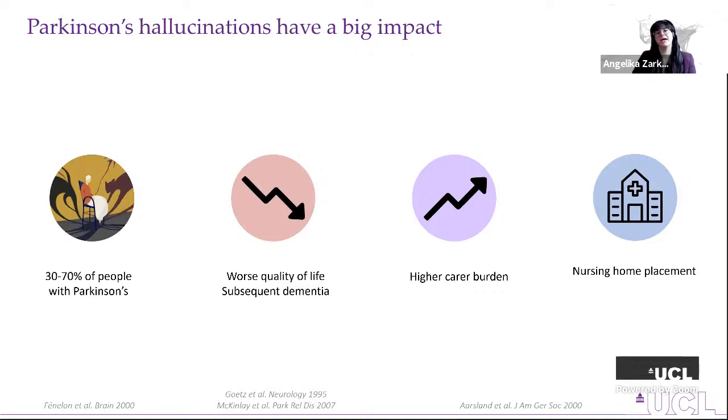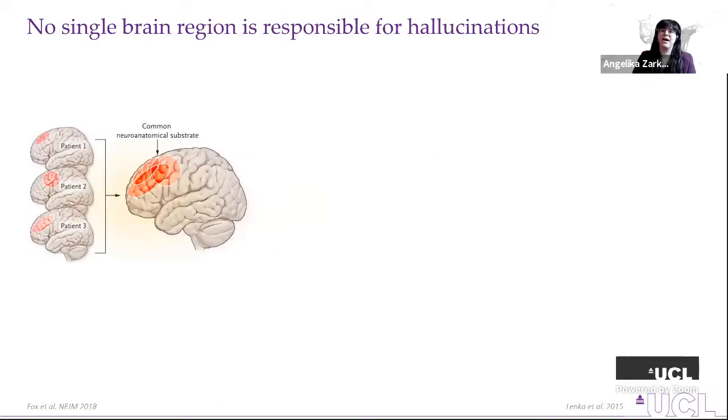But despite this impact that they have for people and their families, we don't yet fully understand how they're produced in the brain, and treatments are limited. And when we're trying to understand how any symptom, such as visual hallucinations, is produced in the brain, a very common approach is taking a group of people who have that symptom and comparing their brains, using brain imaging, to the brains of people who don't have that symptom.